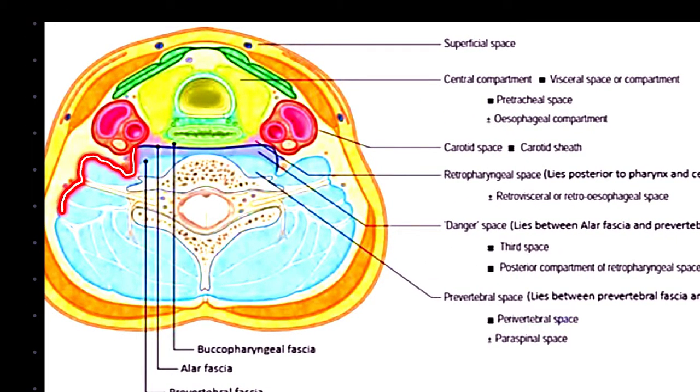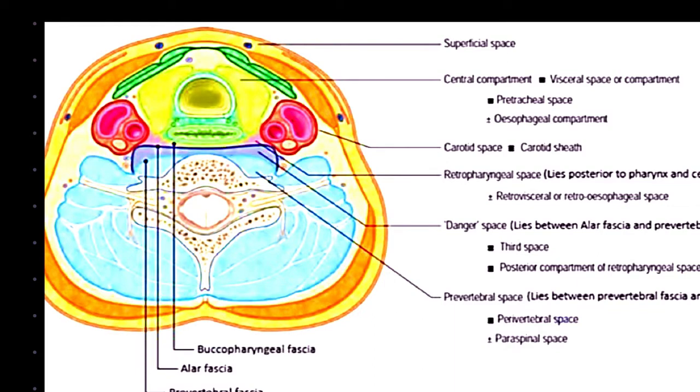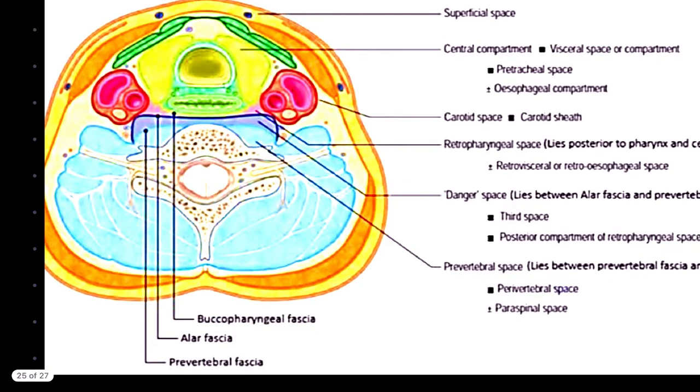What is this? This is nothing but our pre-vertebral fascia or layer. Why is it called pre-vertebral? Because it is present in front of our vertebra. That's why we said that this pre-vertebral fascia is divided into the alar fascia, the outer one, and inside there is our pre-vertebral fascia proper.